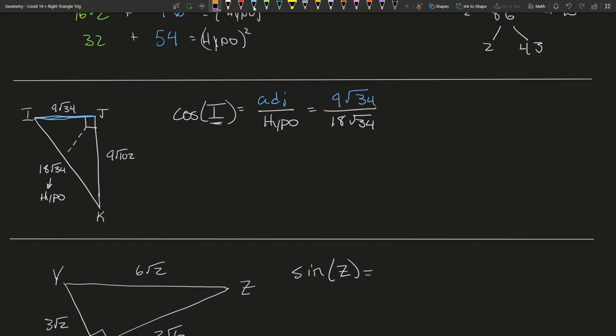So this problem looks very, very difficult because it has a bunch of square roots, and we're not really sure exactly where to go. But if you just look at what you have, especially in this fraction, you can determine that this square root of 34 over square root of 34, that cancels. So we get 9 over 18, which simplifies to 1/2. And then we're done. Questions about this problem?